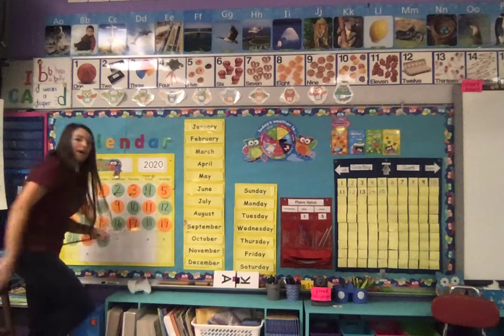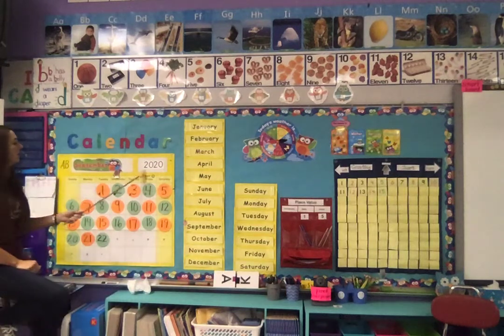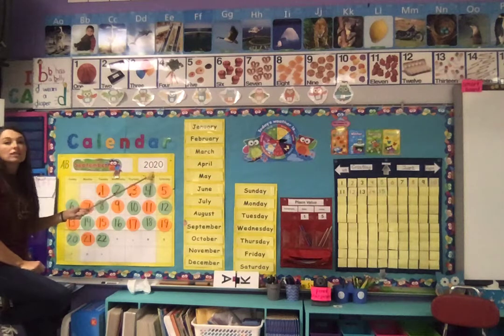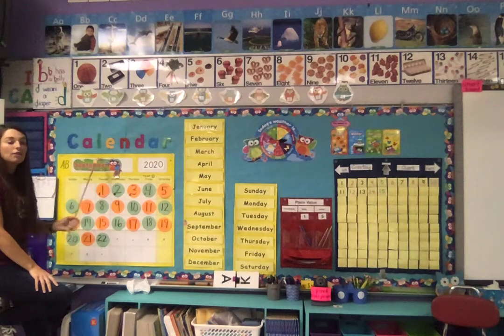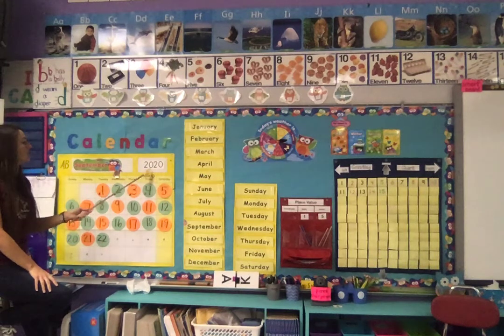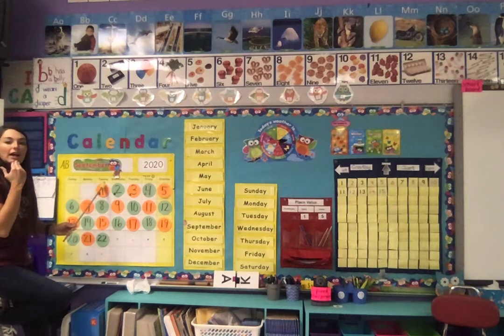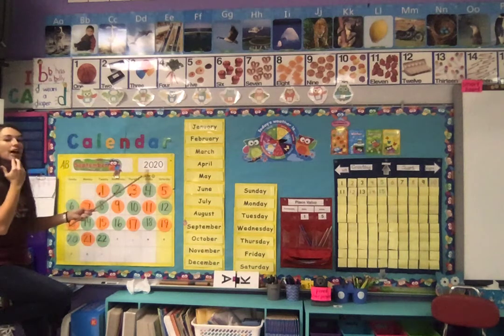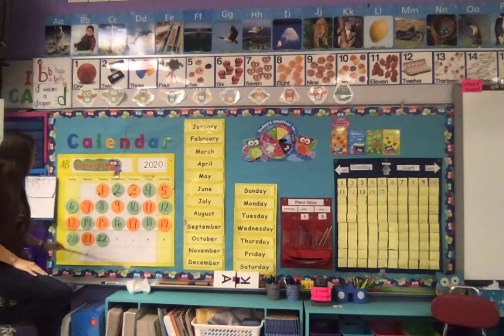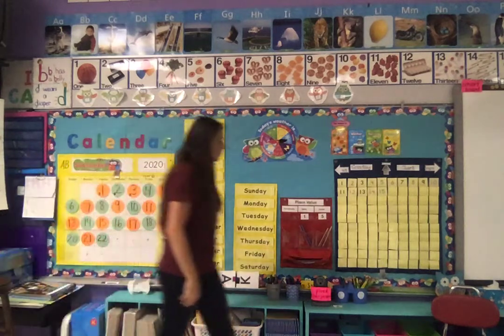Okay, now we have our year, and the year is 2020. So let's say that in a sentence. The year is 2020. Let's say our whole date, we're going to do the day of the week, the month, the number of day in the month, and the year. So here we go, ready? Today is Tuesday, September 22nd, 2020. Very good.